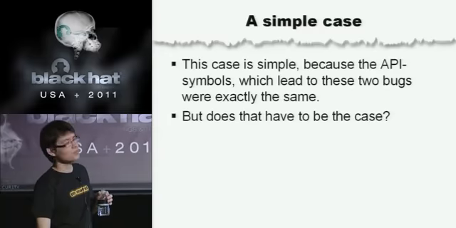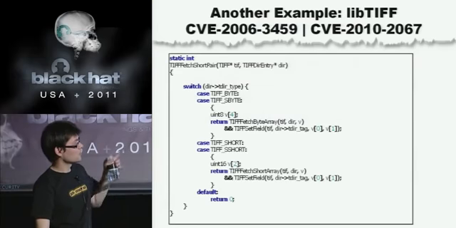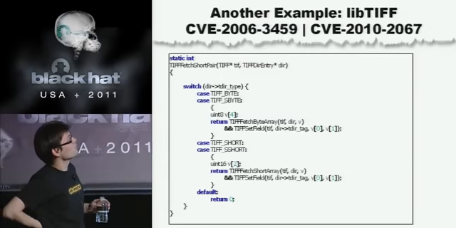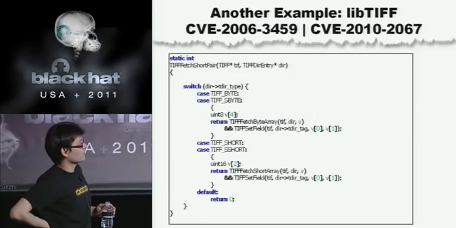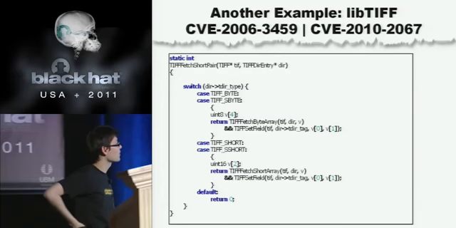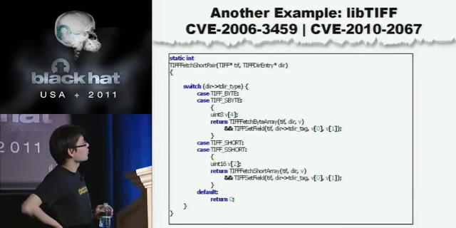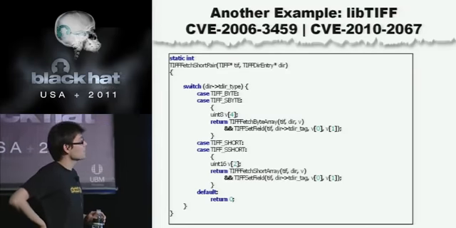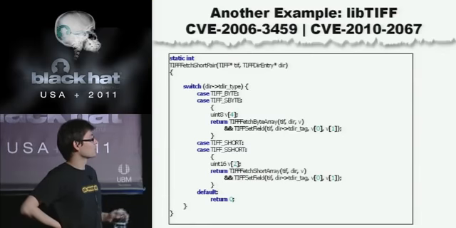But does it have to be that easy? This second bug shows that that doesn't have to be the case. So this was a bug in libtiff. What you see here is you have the buffer v and a call to TIFFFetchByteArray, and what this does is it copies data into this buffer.